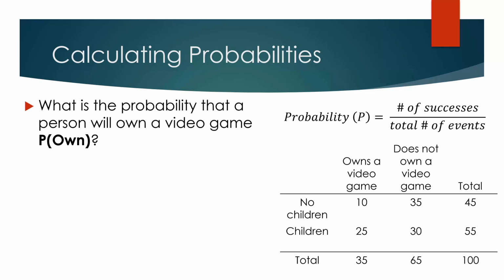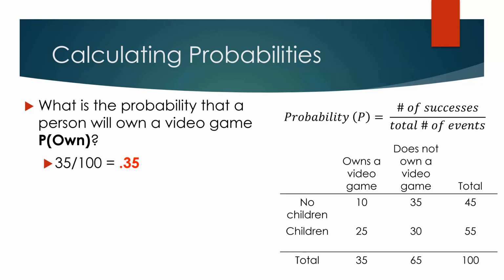So what is the probability that a person will own a video game? Well, we're not talking about owning a video game based on children. We're not even considering children. So we're just going to take the total amount of people that own a video game, because that's the total number of successes that we could have. Pulling somebody out of the data set, what's the probability that I'm going to pull somebody out who owns a video game? Well, 35 people total own a video game. Out of how many? Out of 100. So we would take 35 over 100 and you get 0.35.